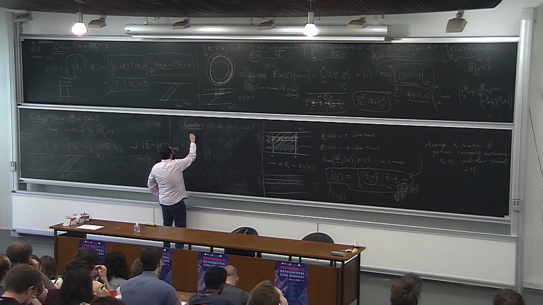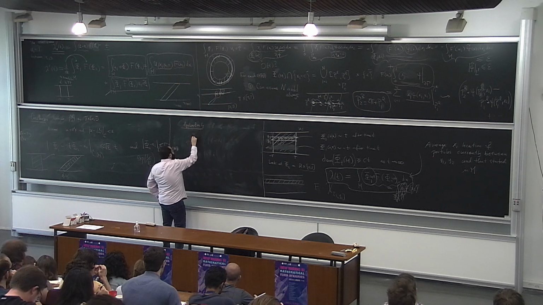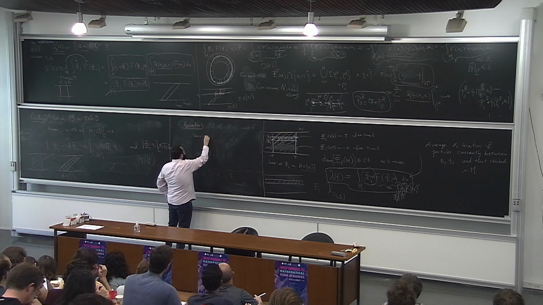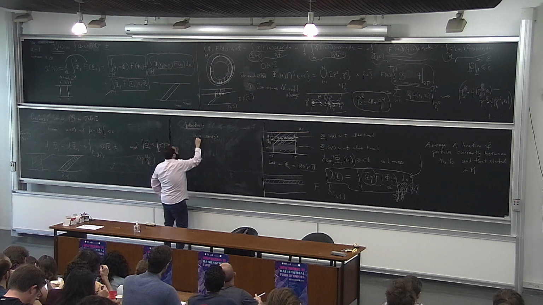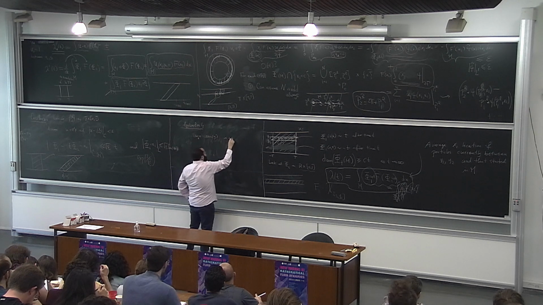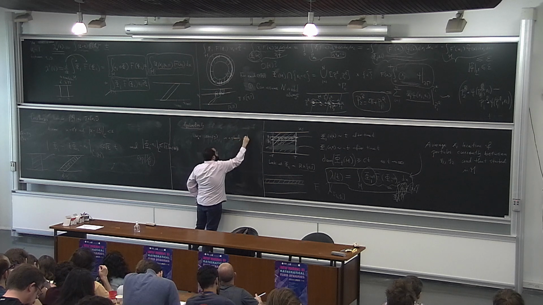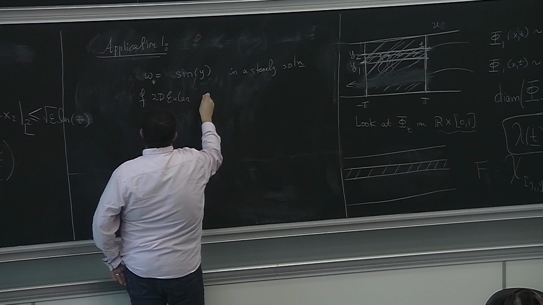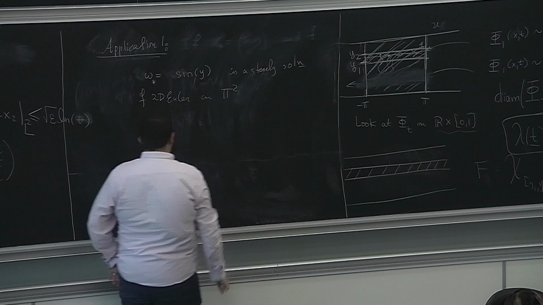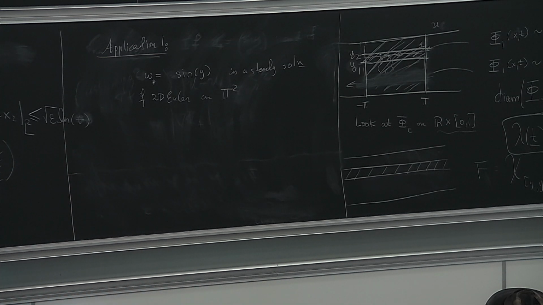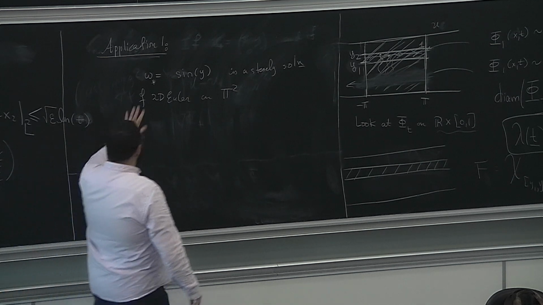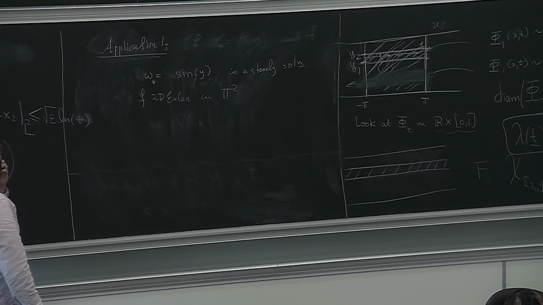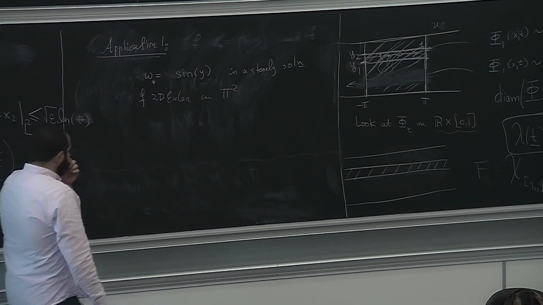So we recall that omega is sine of y. As we said, it is a steady solution of 2D Euler on T2. That's not the application, just a fact. So this is a steady solution of 2D Euler.